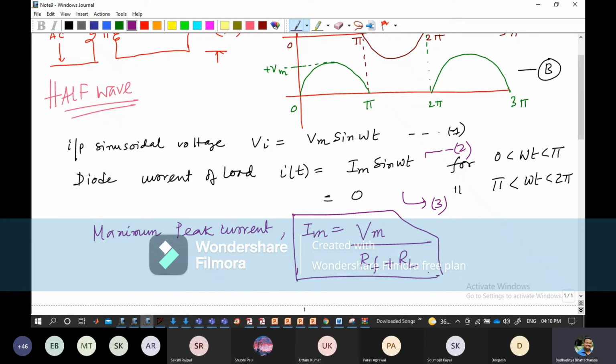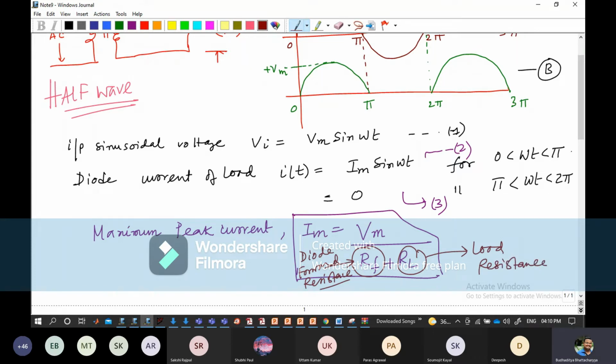All right. So this is called the maximum peak current. Suppose a circuit is provided to you and you are supposed to find out the peak current of the circuit. It will be given by the maximum amplitude of the voltage divided by RF plus RL, where RF stands for diode forward resistance, which will be very small and almost negligible.